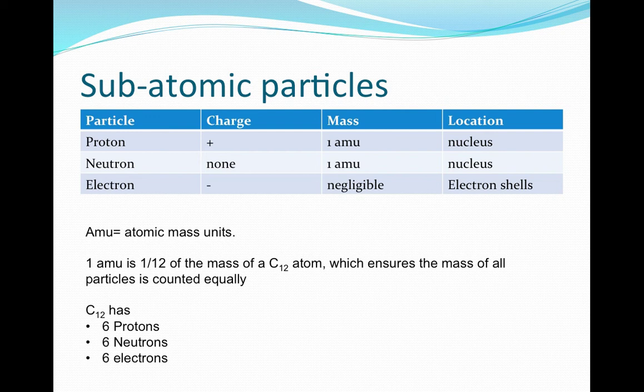Okay? Electrons do have a mass, but it's negligible. It's many, many thousands of times smaller than the mass of a proton or neutron.